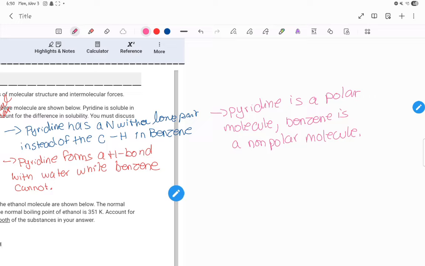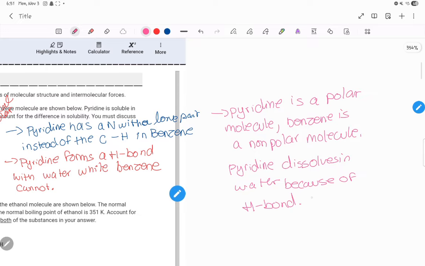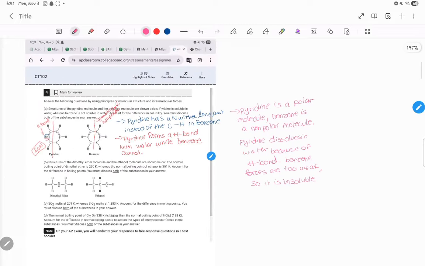Okay, and we already stated that pyridine has a hydrogen bond with water while benzene cannot. So now pyridine dissolves in water because of the hydrogen bond. Benzene forces are too weak, so it is insoluble. Okay, this is part A. We'll move on to part B.